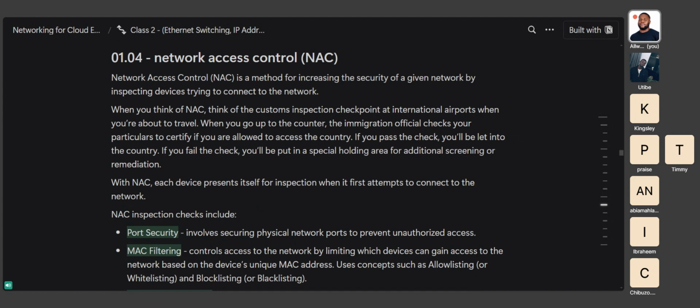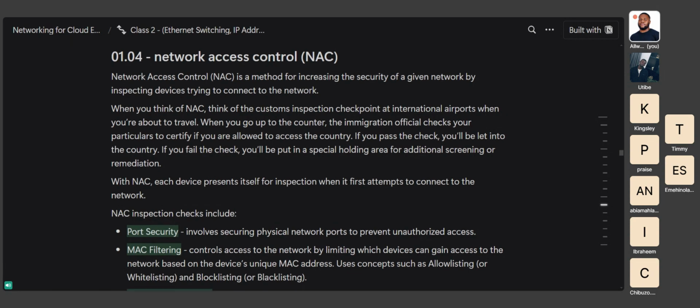So the next is network access control, NAC. NAC is a method for increasing the security of a given network by inspecting devices trying to connect to a network. When you think of NAC, think of the customs inspection checkpoints at international airports when you're about to travel. When you go up to the counter, the immigration official checks your particulars to certify if you are allowed to access the country. If you pass the check, you'll be let into the country. But if you fail the check, you'll be put in a special holding area, sort of like a quarantine area, for additional screening and remediation.